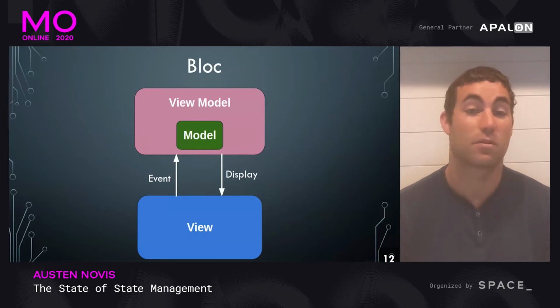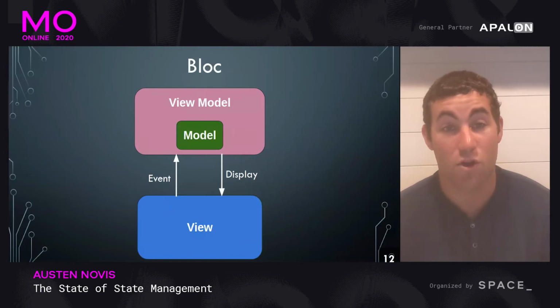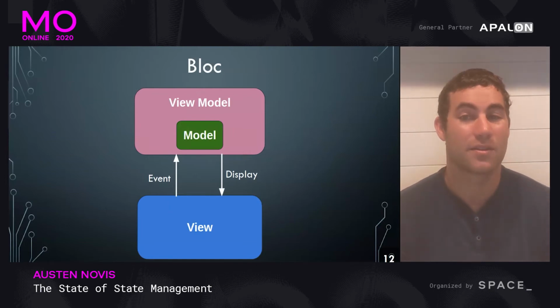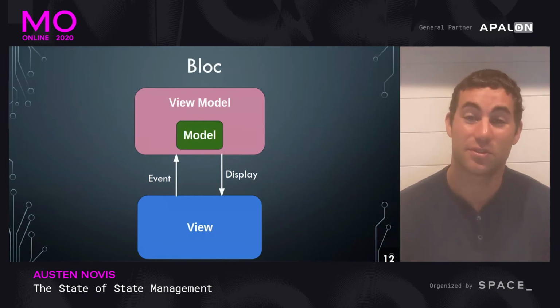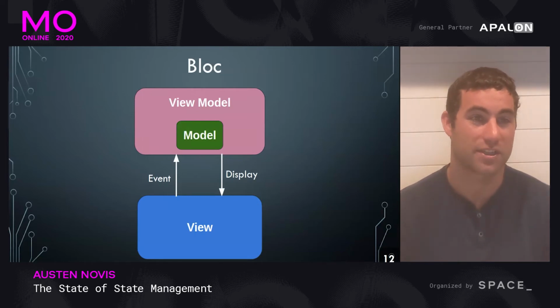BLoC actually stands for Business Logic Components, and was first used by the AdWords team at Google, who wanted to use Flutter for their mobile apps, but also wanted to share business logic with their Angular Dart web apps. It was introduced at Google I/O in 2018 to simply show a way for how developers might choose to integrate business rules with Flutter widgets.